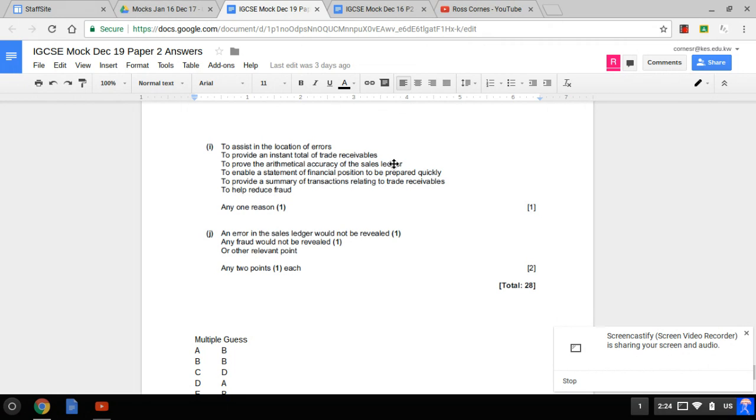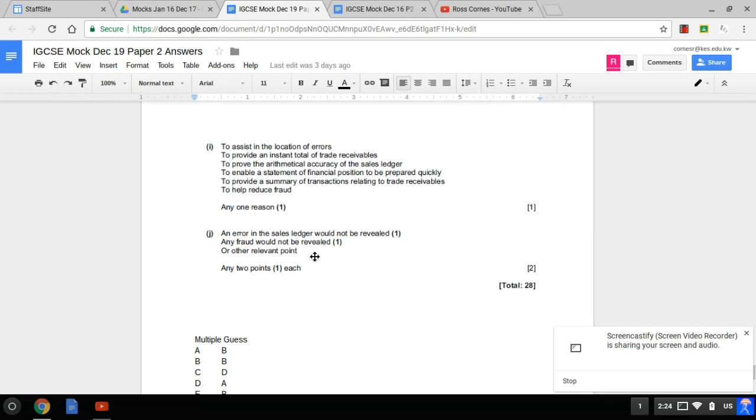It checks arithmetical accuracy in the sales ledger, because if the individual customer accounts aren't added up correctly, there will be a difference when you add together all the amounts owed to the business by the customers and the amount that comes off the sales ledger control account. And it provides a summary of all the transactions, but the big one is it helps to reduce fraud as well.